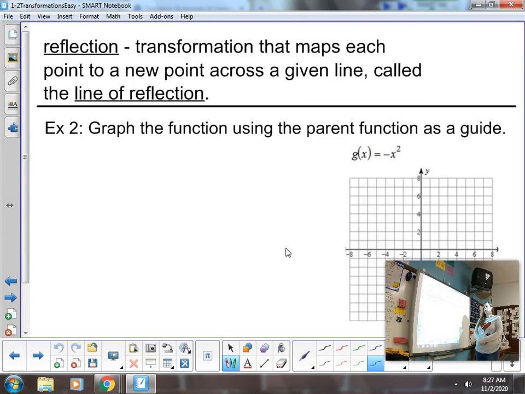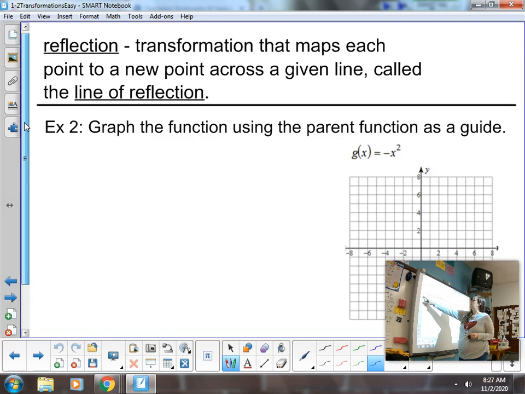Second video on the 1-2 notes, but it actually covers part 3 of the notes that have been uploaded into the notes folder in Schoology. So now we're going to start talking about reflection. We've already done translations where we shift our graph up, down, left, and right. Now we're going to be looking at flipping your graph over some type of line, which is called the line of reflection. So we have this example 2, graph the function using the parent function as a guide.